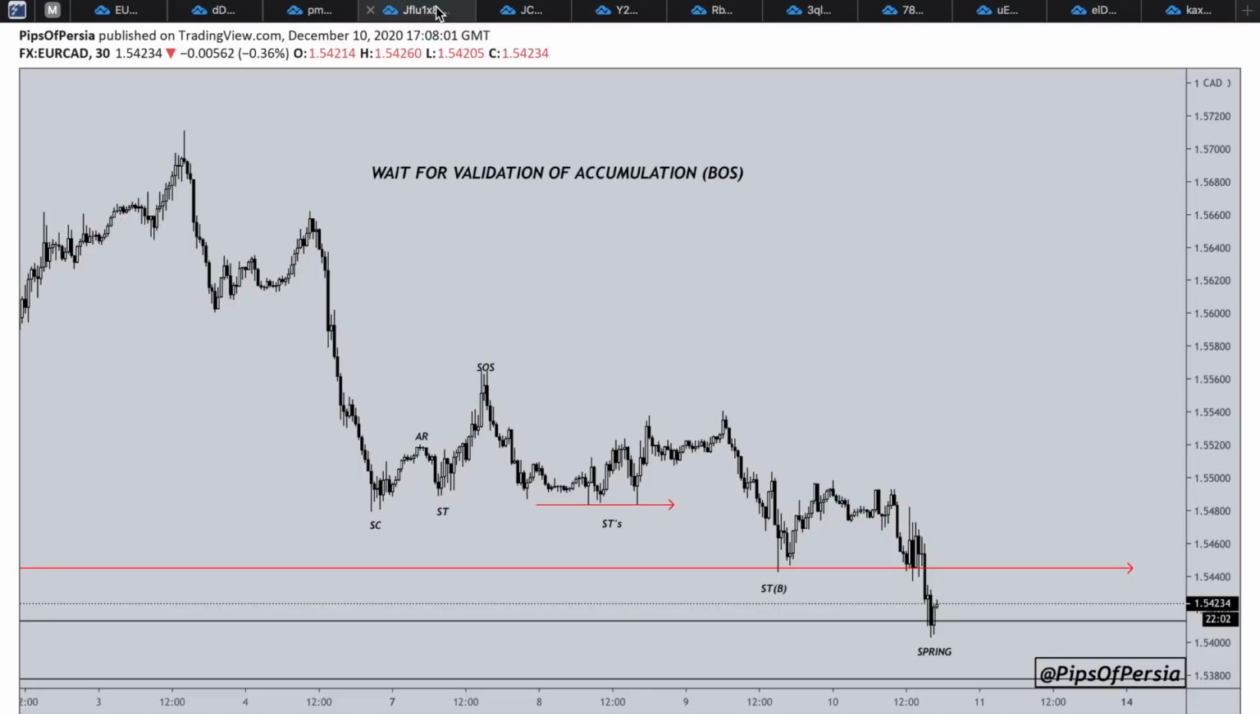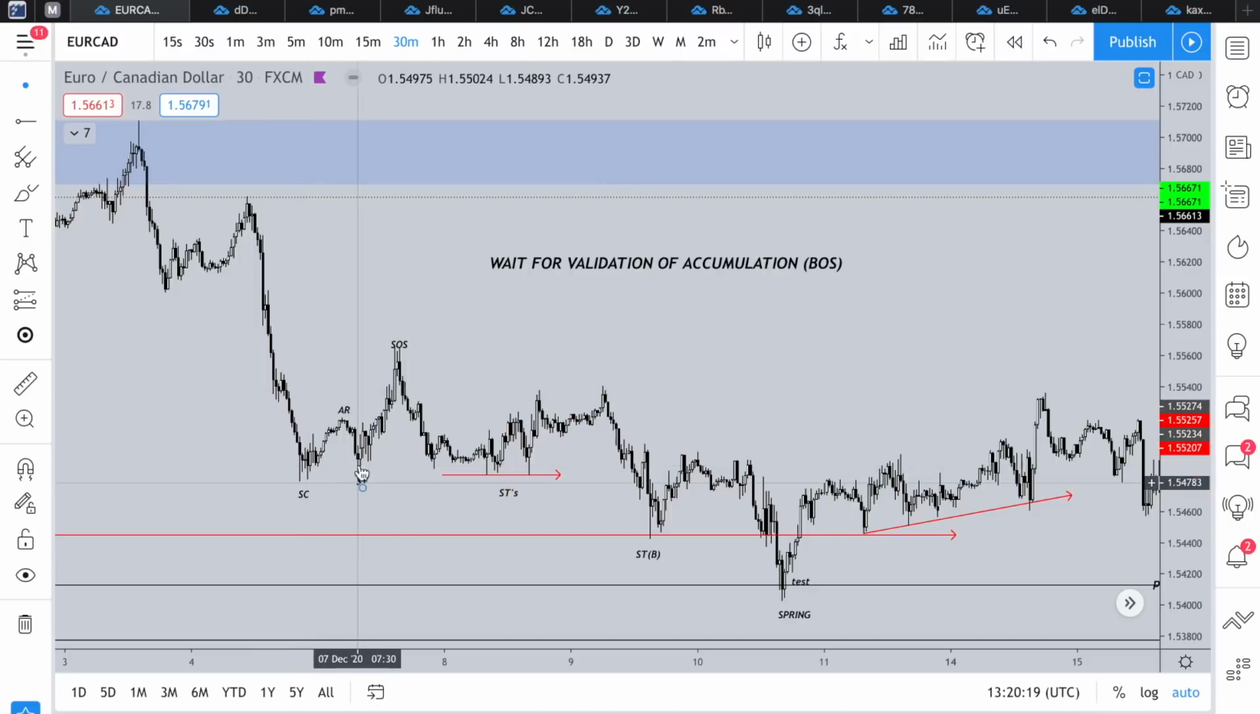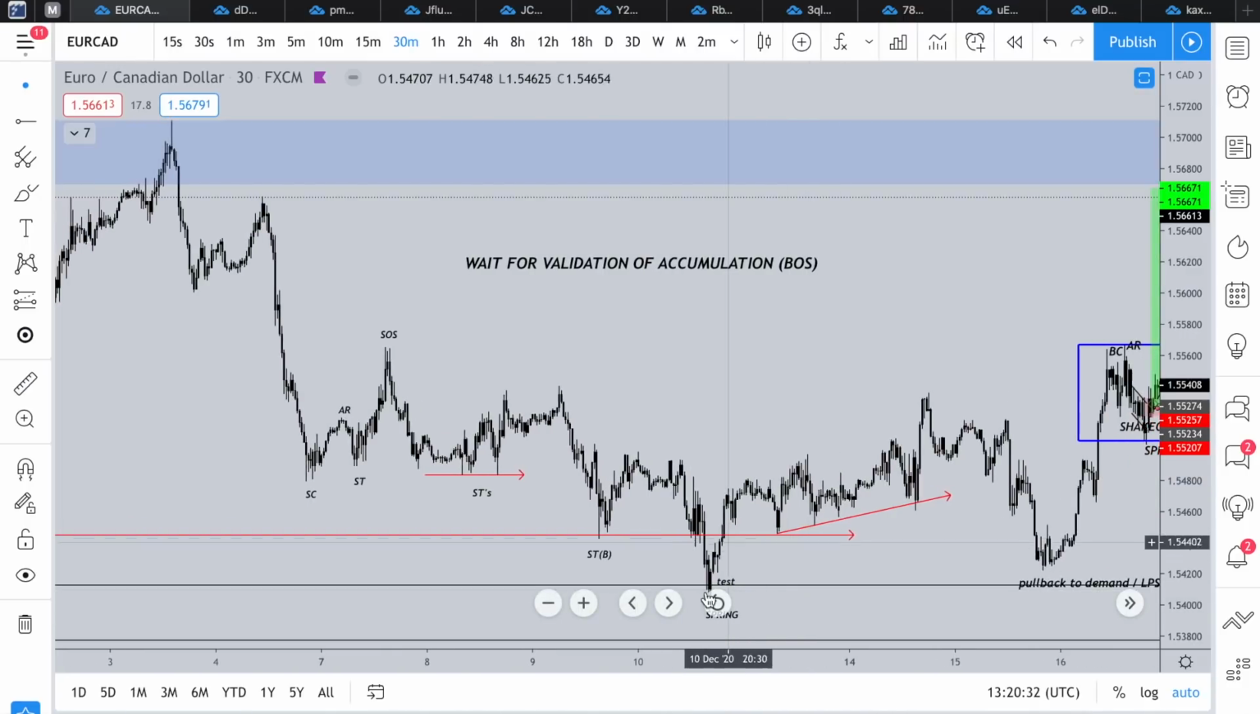So as we can see over here, when we have identified this accumulation, I simply said wait for the validation of that accumulation, and the validation of the accumulation would be a break of structure to the upside. We have all signs of accumulation as we are approaching that level, from your selling climax, the automatic rally, secondary test, that sign of strength that's not normally on the schematics, multiple secondary tests in the middle of the range, secondary test in phase B, and the spring. So the accumulation schematic was complete, but if and only if we break structure to the upside, I would consider some buy position. And through this move higher, this was indeed that break of structure to the upside.